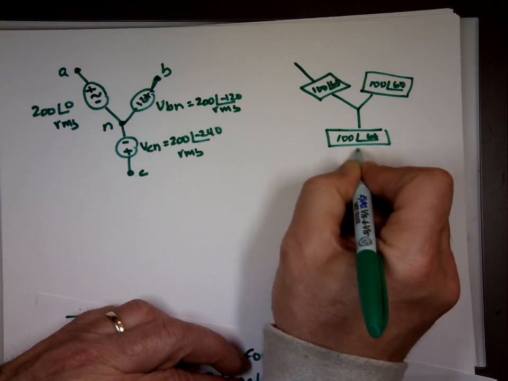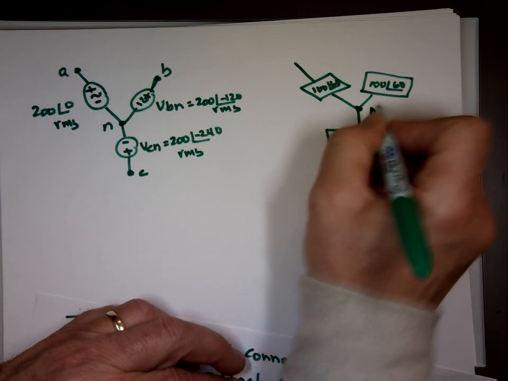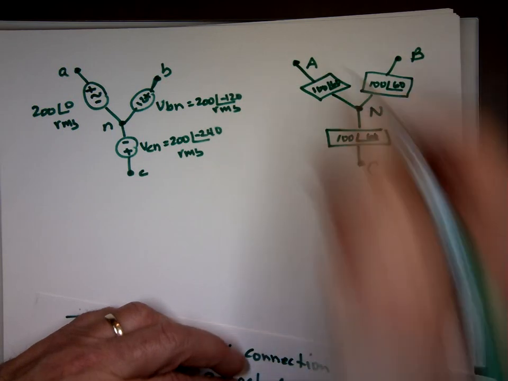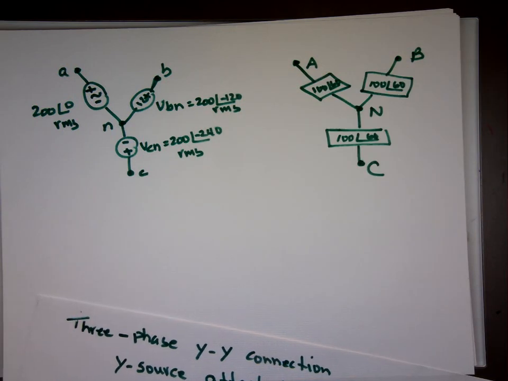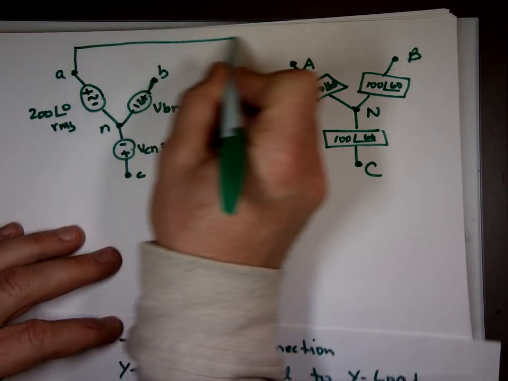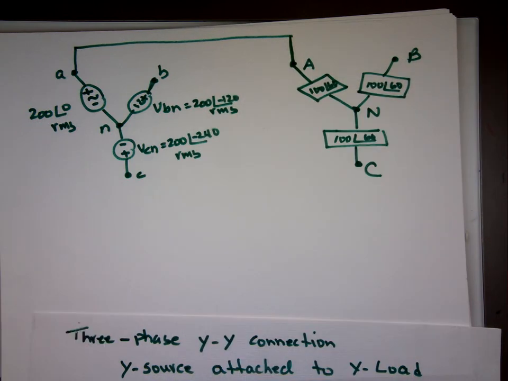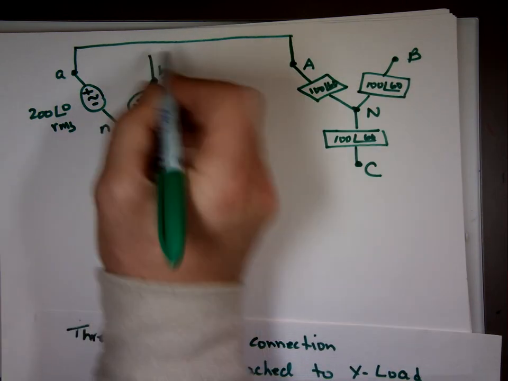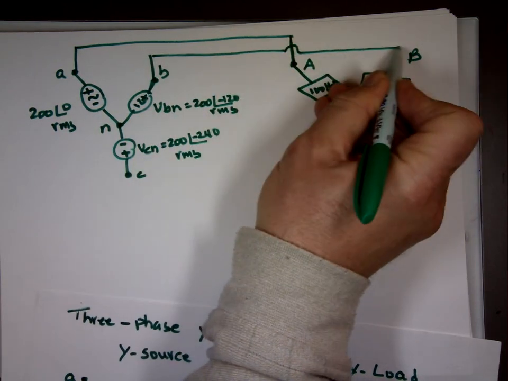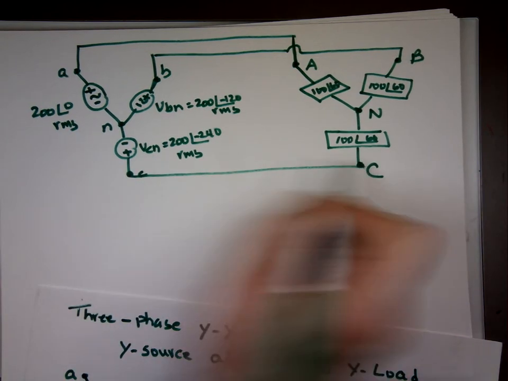It's a balanced load. So this is capital C, this is capital N, this is capital B, this is capital A. I'm going to attach this assuming these wires are perfect, there's no resistance to them. That won't last long. We'll change it. A to A. I'm going to attach B to B. I'm going to attach C to C and N to N.